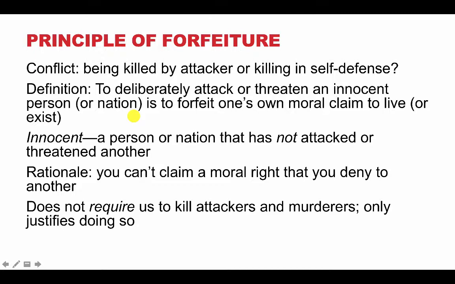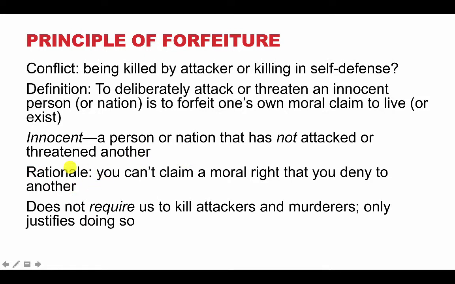So remember, life is a natural value and has the end of continuing to live well. But if someone deliberately attacks you, and you're innocent, then that person who attacks you, or the nation, is now forfeiting their value of life. And what does it mean by innocent? A person or nation that has not attacked or threatened another, right?